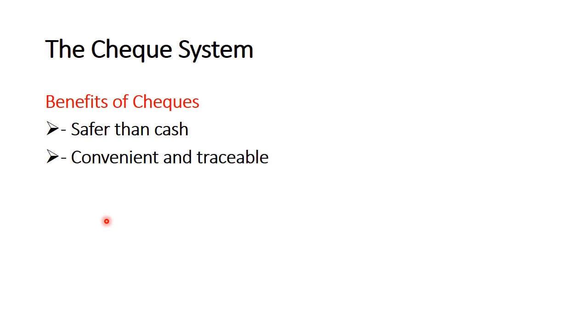And also, it's very convenient and traceable. You can know who cashed it in and all. So that makes it better. Also, it reduces counting time, meaning that if you have 2 million on a check, it's just one paper, but the actual 2 million you would have to count, so it's better than cash.